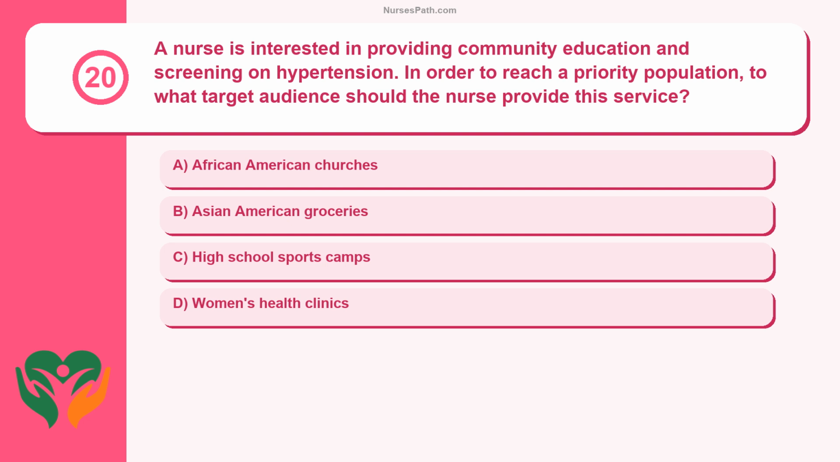Question 20. A nurse is interested in providing community education and screening on hypertension. In order to reach a priority population, to what target audience should the nurse provide this service? African American churches, Asian American groceries, high school sports camps, women's health clinics.